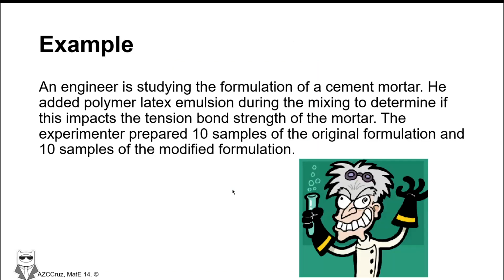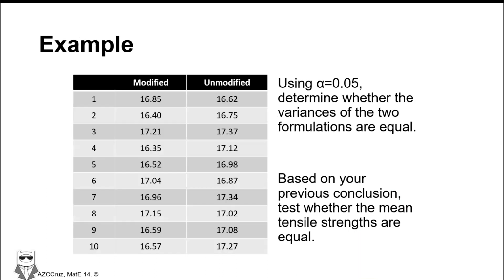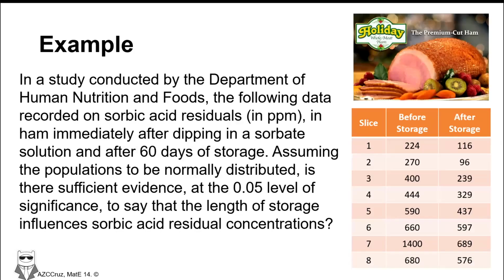So let's do an example. An engineer is studying the formulation of a cement mortar. He added polymer latex emulsion during the mixing to determine if this impacts the tension bond strength of the mortar. So the experimenter prepared 10 samples of the original formulation and 10 samples of the modified formulation. Okay? Using alpha equal to 0.05, determine whether the variances of the two formulations are equal. Oh, this one is about variance.